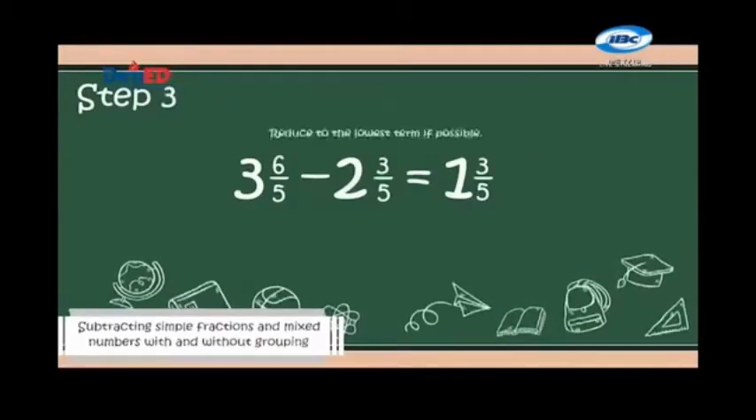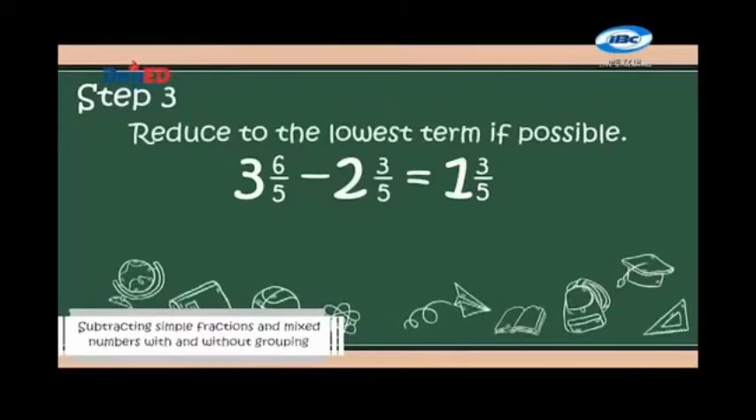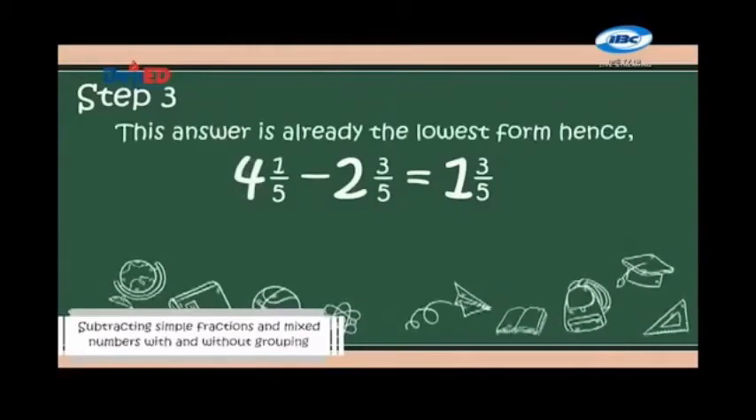Step 3. Reduce to lowest term if possible. Is 1 and 3/5 already in lowest term? Definitely yes. So, 4 and 1/5 minus 2 and 3/5 equals 1 and 3/5.